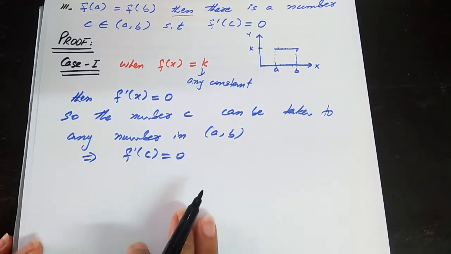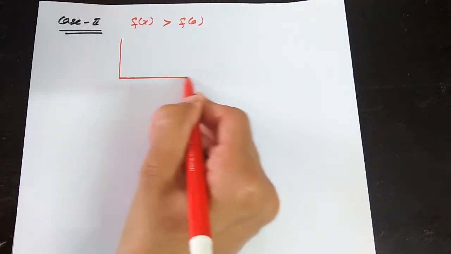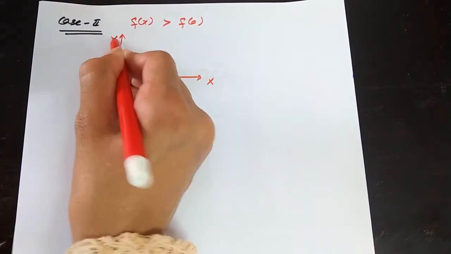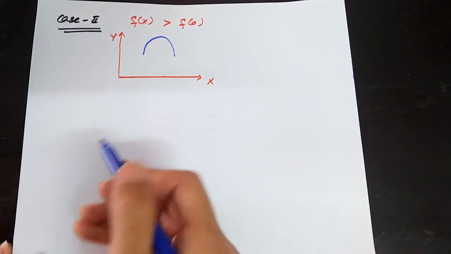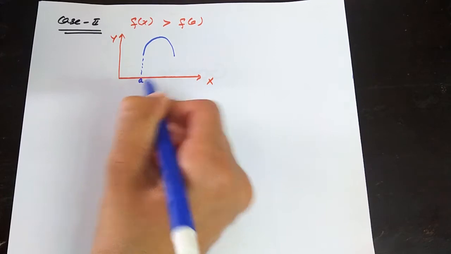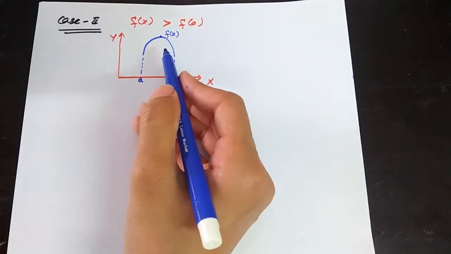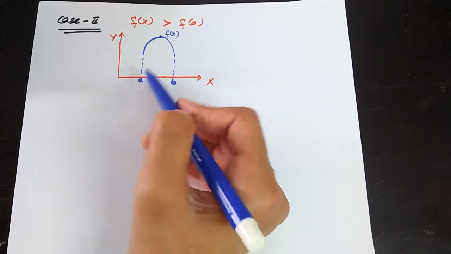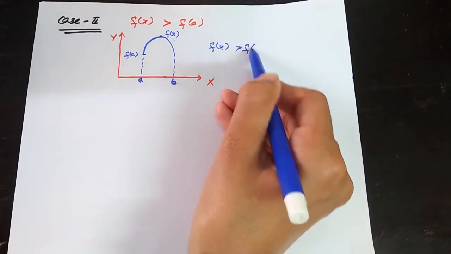Now move on to case 2. In our case 2, let's suppose that our f of x is greater than f of a. What does this mean? This curve has a point A and it has a point B here, and let's suppose this point is f of x, and you can observe through this curve that f of x is greater than f of a. For example, this point is f of a. So you can see from the curve that f of x is greater than f of a here.